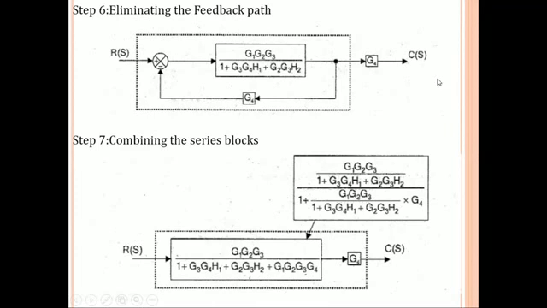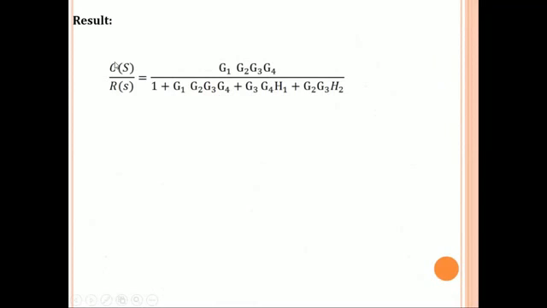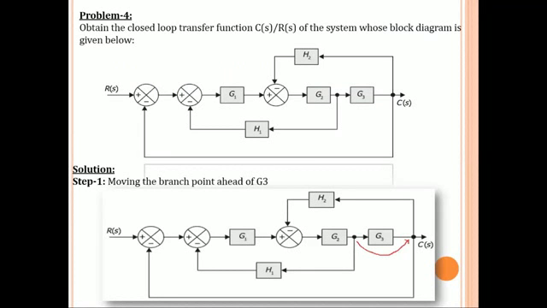Again, now this block will be in series with this block. So the resultant value will be like this. The value of C of S divided by R of S is equal to G1, G2, G3, G4 divided by 1 plus G1, G2, G3, G4 plus G3, G4, H1 plus G2, G3, H2. Right? Hope you understand. Now we can move to the fourth problem.